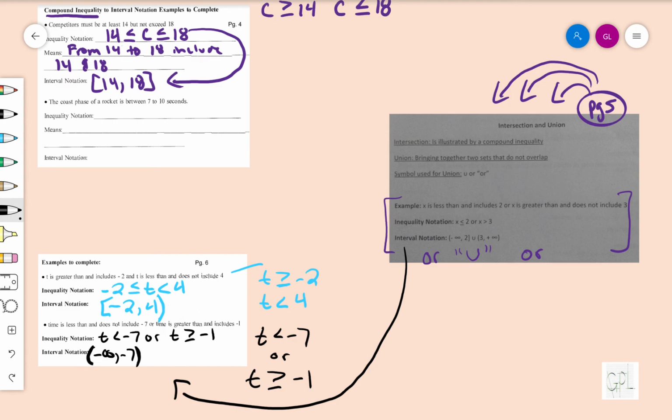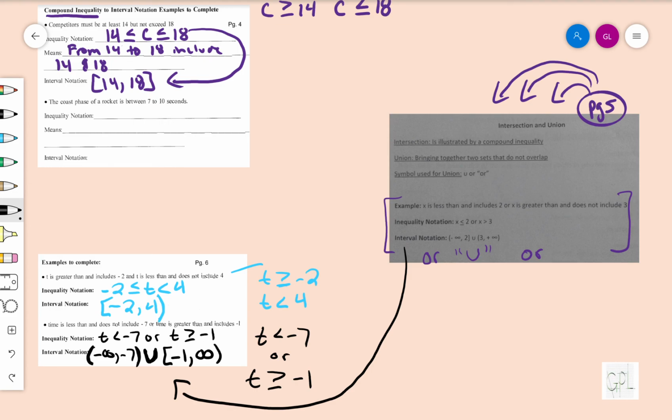Then we have or. This is our union, saying that we want information that follows either one of these situations. So I want that information, or I want -1, and I want to include it, so -1 and all numbers that are greater than -1, which goes to infinity.